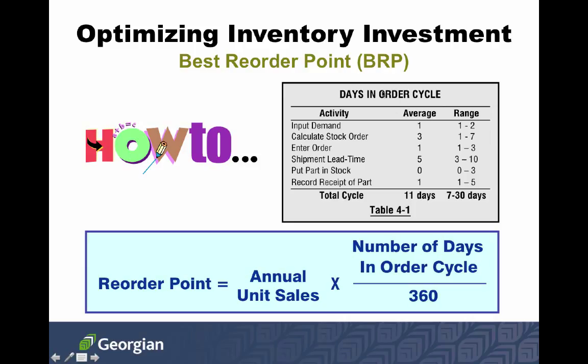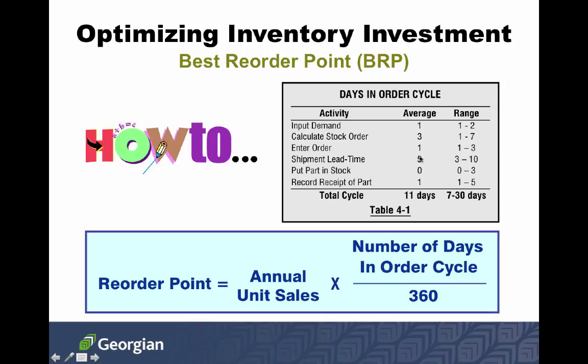So here we have days in order cycle, and again simply an illustration, it may or may not be the case in your dealership. Input demand, typically we do it in 1 day, but it may be up to 2 days. Calculate my stock orders and submit the stock order could be on average 3 days, but it could be as high as 7 days, because if I've just submitted an order 5 minutes ago and another order comes in, I have to wait for a week now if I want to place that demand by a stock order. Enter the order, usually 1 day, but it could be up to 3 days.